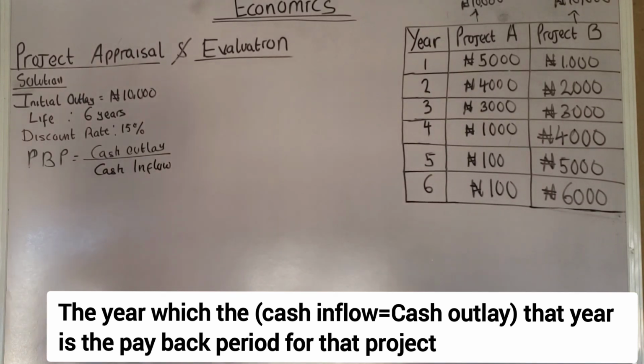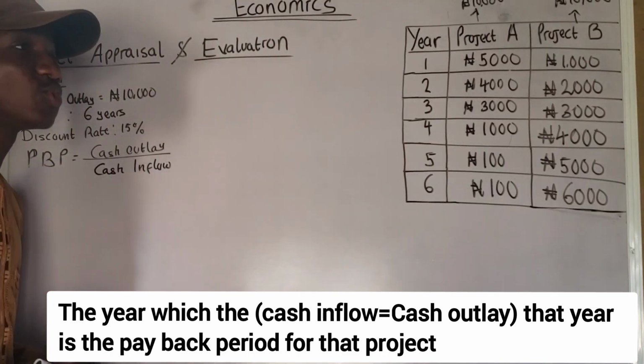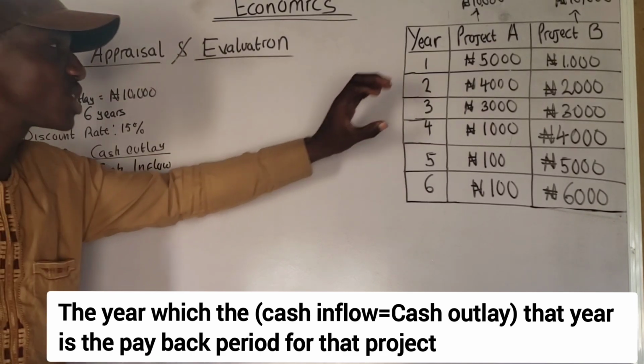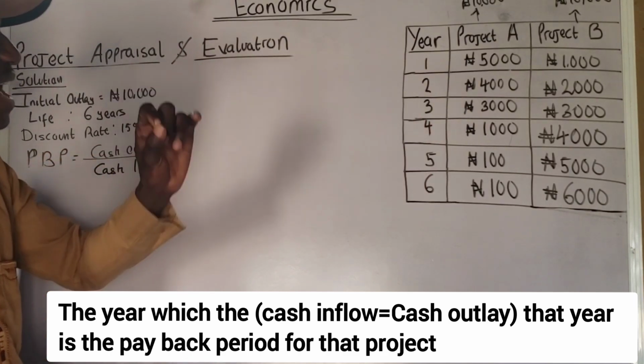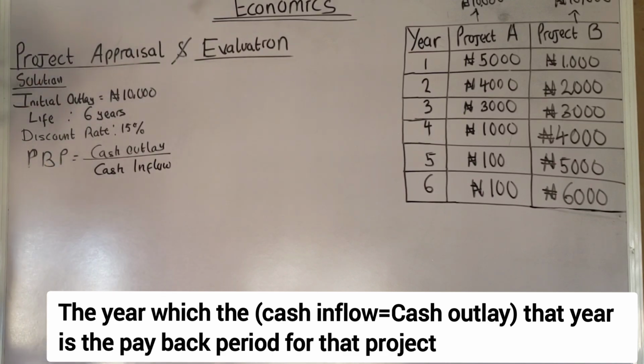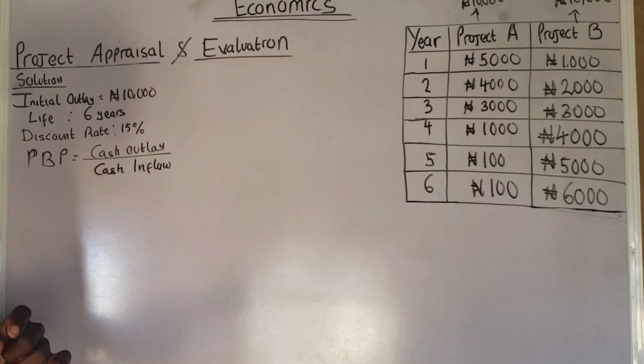Because the income stream is not the same throughout the year, to get the payback period, you are going to sum the income stream of each year. The year in which the income stream equals the initial outlay or cash outlay will be the payback period of that specific project. You understand?